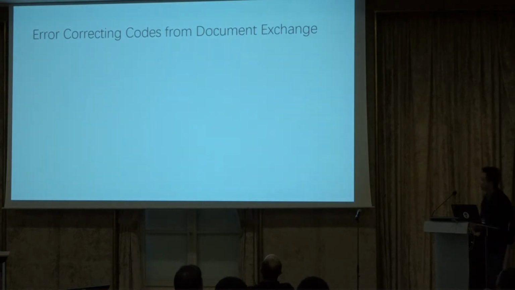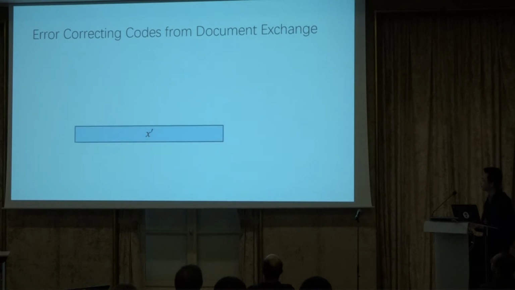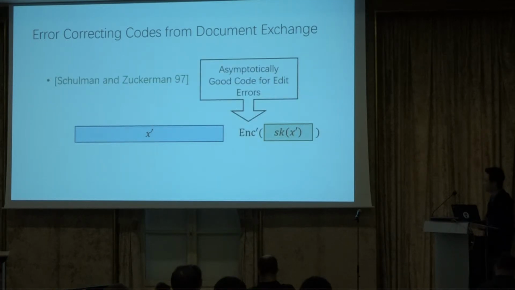So we first show that we can reduce the construction of error correcting code to the construction of the document exchange protocol. Then we will only focus on the construction of the document exchange protocol. So suppose you have a message X prime. Then you can perform a document exchange protocol and obtain a very short sketch of X prime. Then the idea is to simply attach this sketch to the X prime and form a codeword.